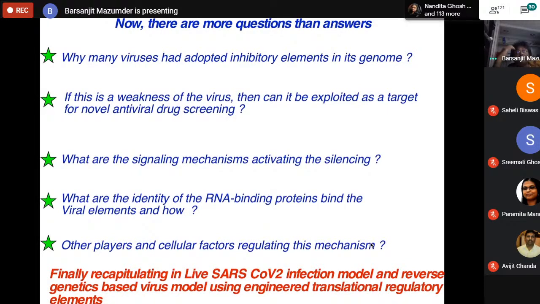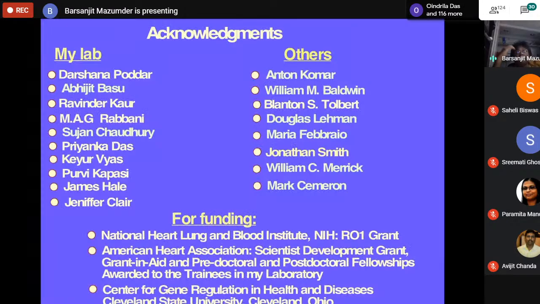But finally, we have to recapitulate this event in a live SARS-CoV-2 infection model and a reverse genetics based virus model using engineered translation regulatory elements in the virus. So we have to create a synthetic virus by manipulating the GAIT element and then see whether that affects virus growth. Those experiments are also in the pipeline. So I will stop here and acknowledge the students.